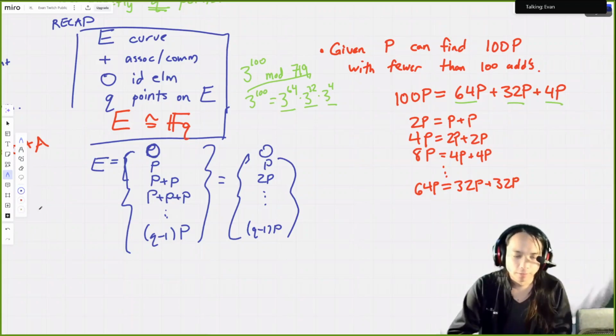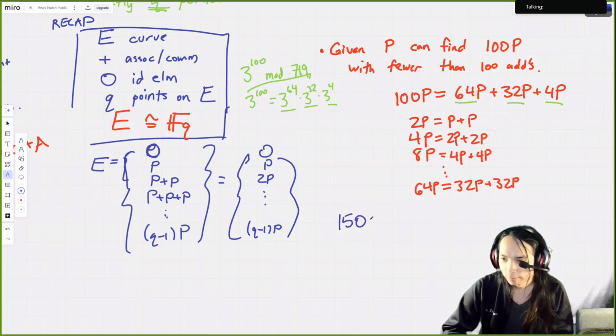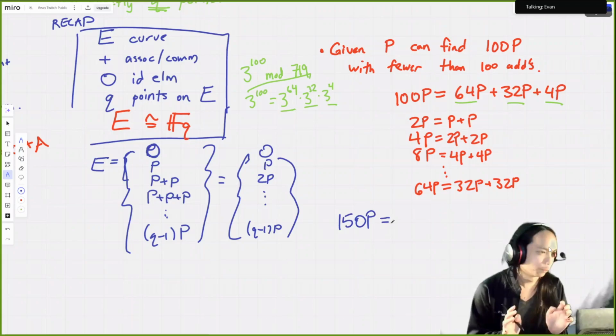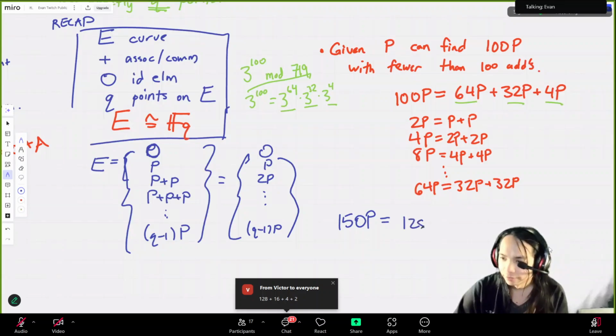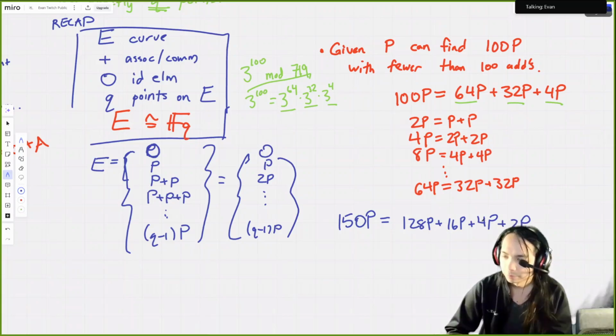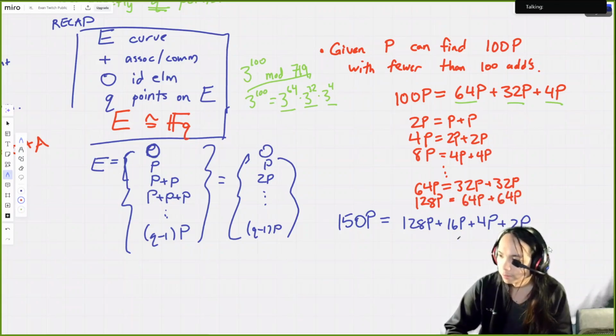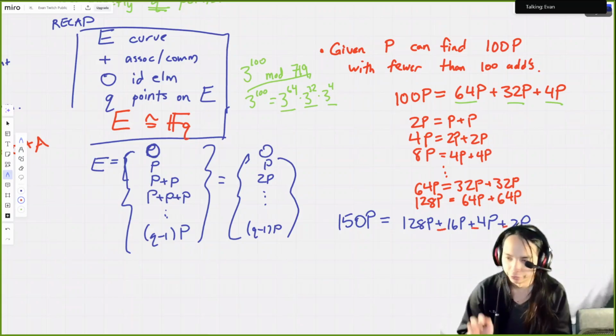To do a related example, if I wanted to do 150P, can someone tell me how to do it and how many addition operations I would need? Yeah, okay. So you take the 128, 16, 4, 2. And so it takes 7 addition operations to get all the powers of 2 up to 128. And then you pay 1, 2, 3 more addition operations.